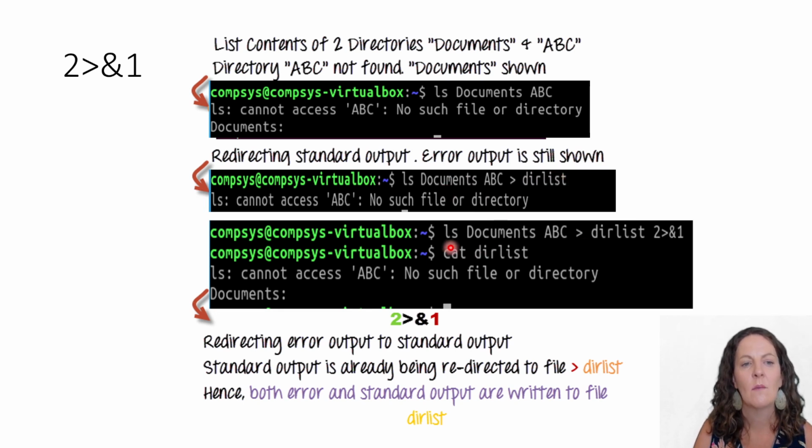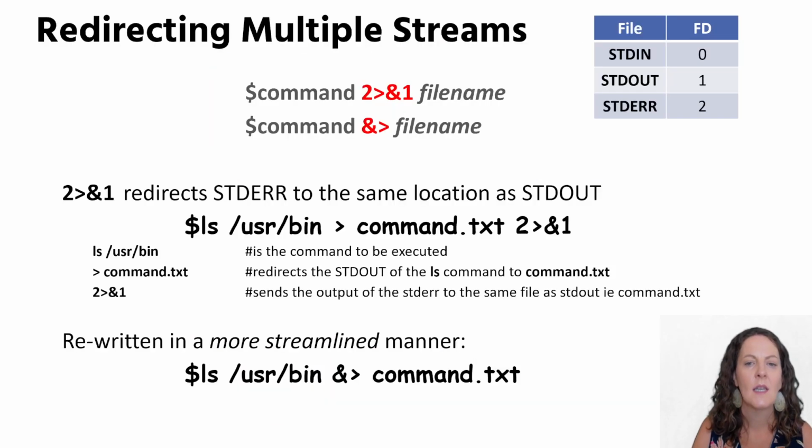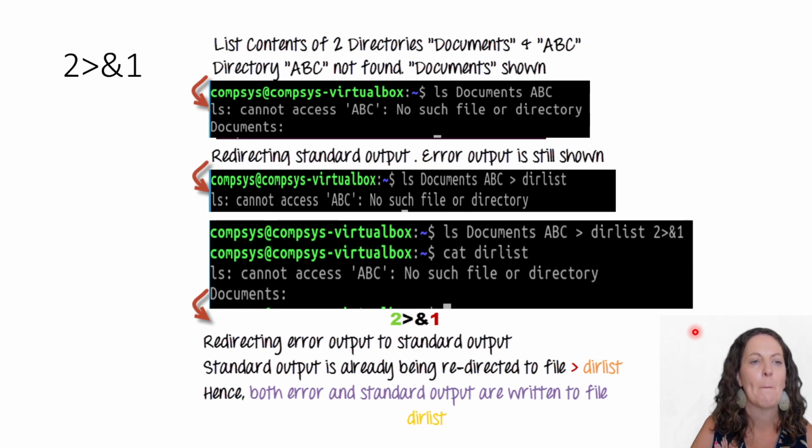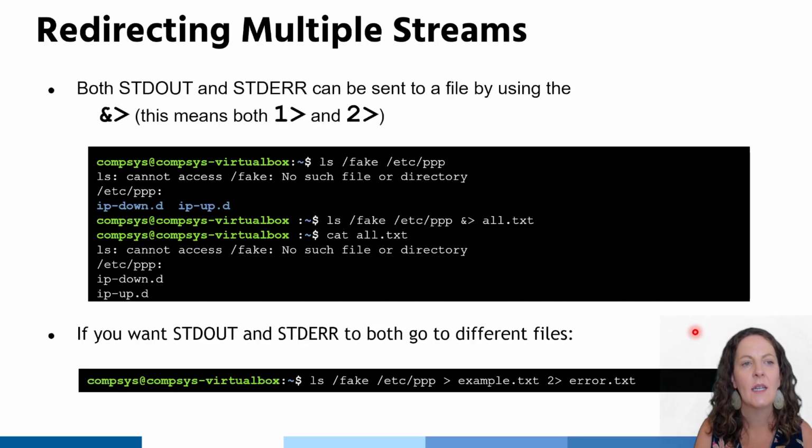And this is where this comes into play. Your 2>&1, which can be just replaced, more streamlined, as the &>. Okay, that's an easier way, a shorter way, a faster way for you to remember it. Right, again, have a little look. So both standard output and standard error can be sent to a file using that.